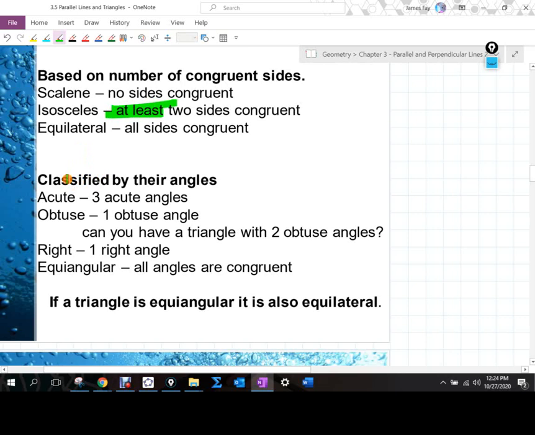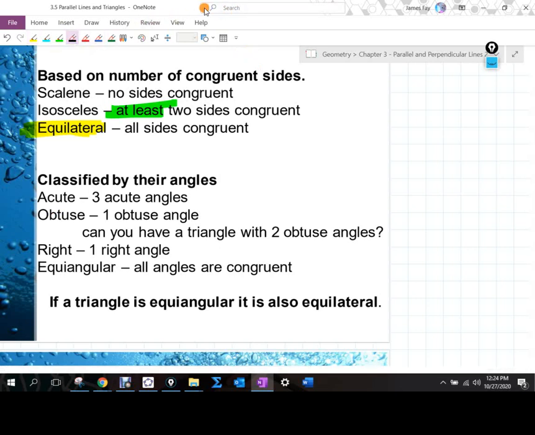So what's the maximum I could have that are congruent? 3, right? So 3 sides congruent would still be isosceles. But if all 3 sides are congruent, we like to better classify it as equilateral. But it is still isosceles when it's equilateral. Does that make sense? So it's both then?